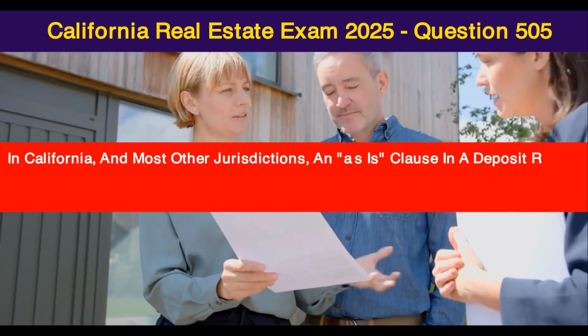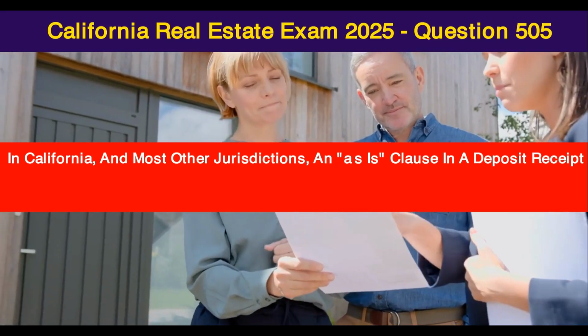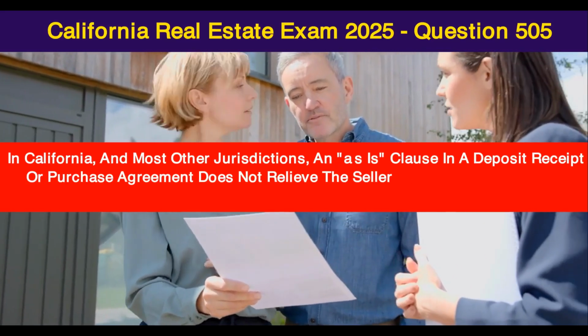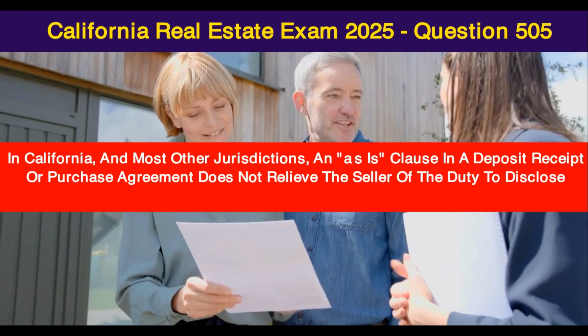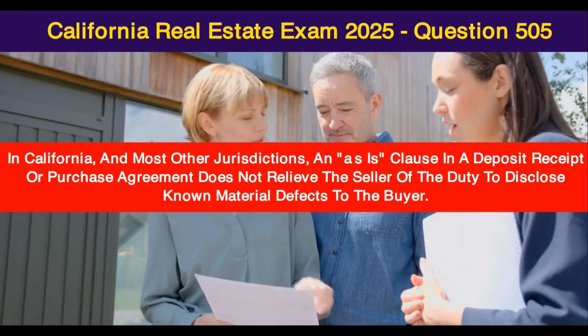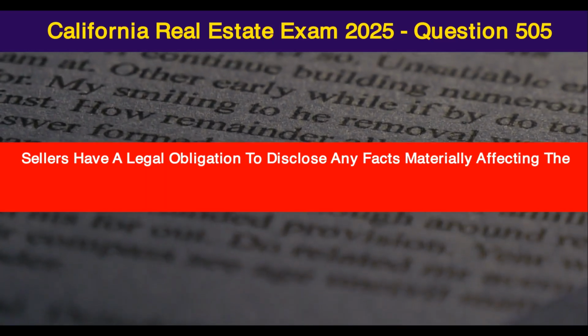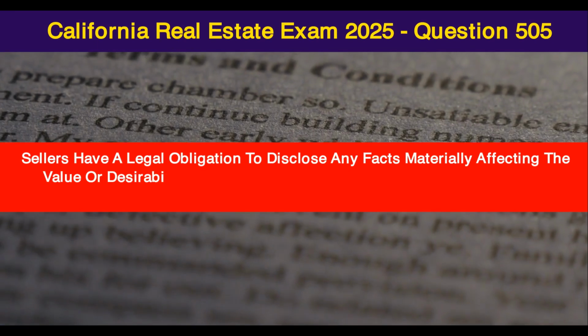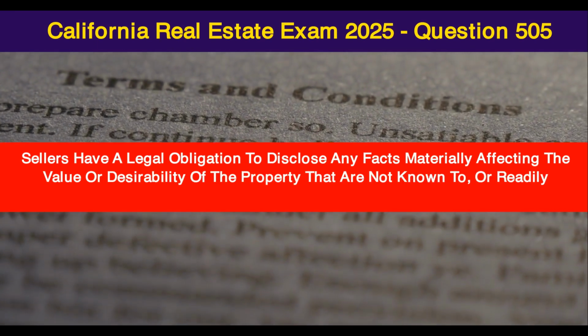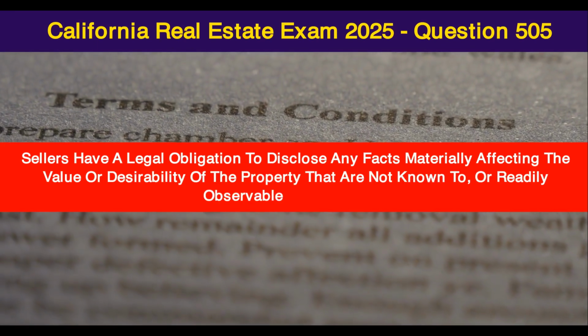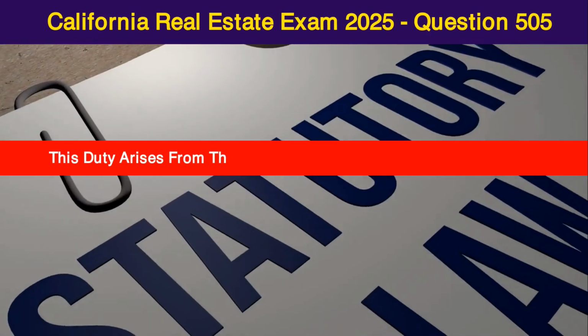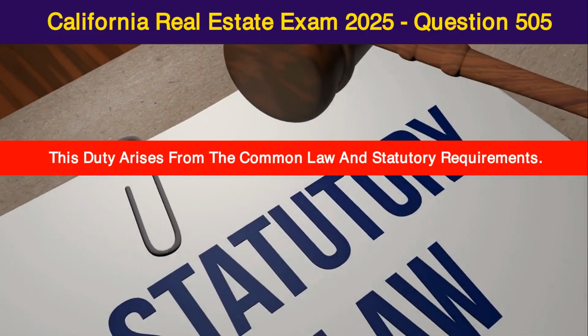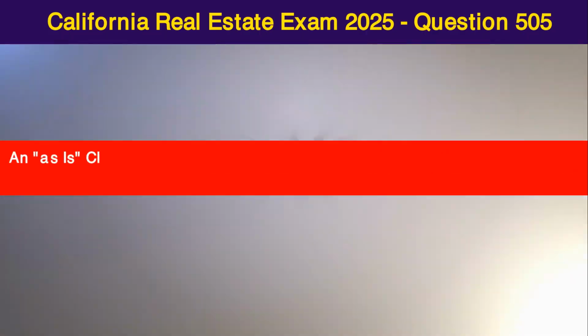In California, and most other jurisdictions, an as-is clause in a deposit receipt or purchase agreement does not relieve the seller of the duty to disclose known material defects to the buyer. Sellers have a legal obligation to disclose any facts materially affecting the value or desirability of the property that are not known to, or readily observable by, the buyer. This duty arises from the common law and statutory requirements.